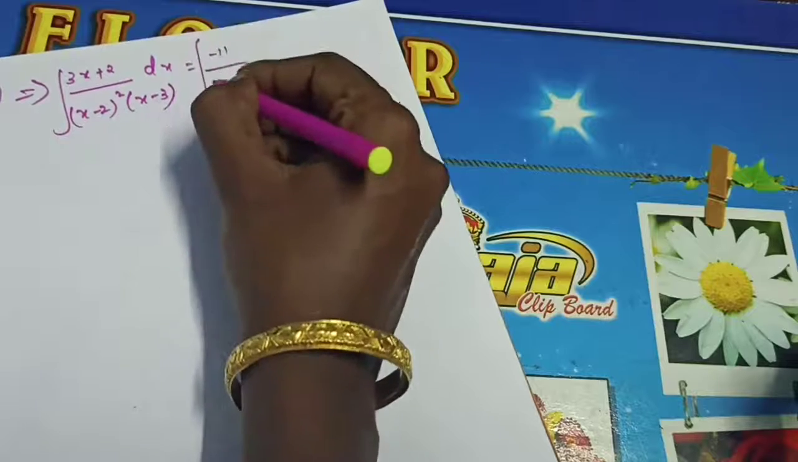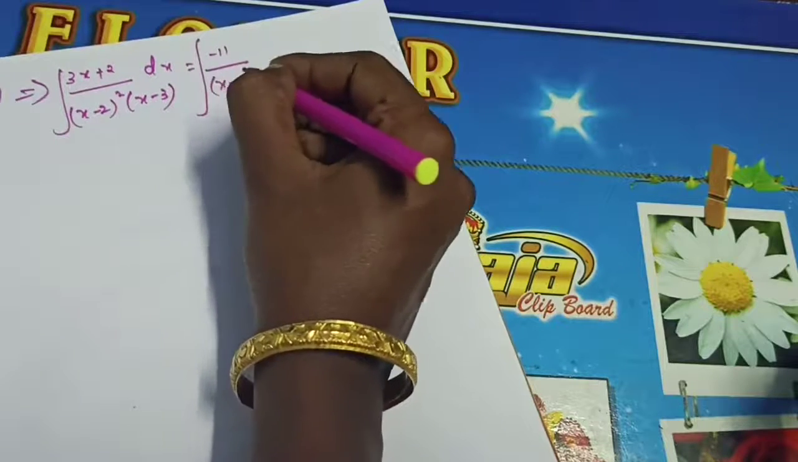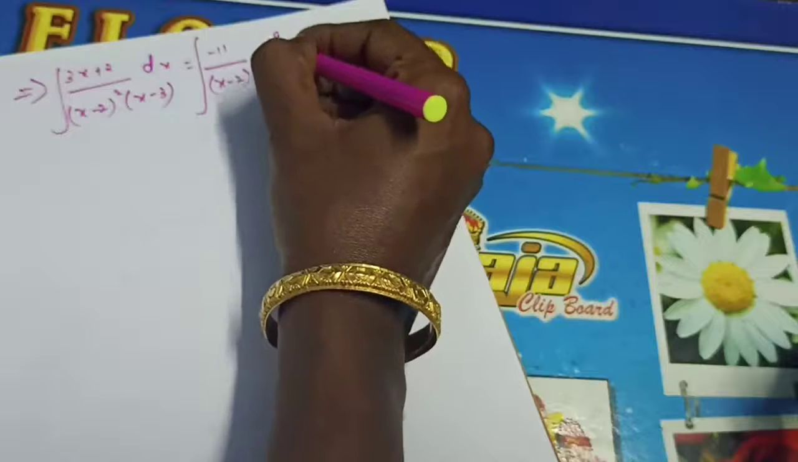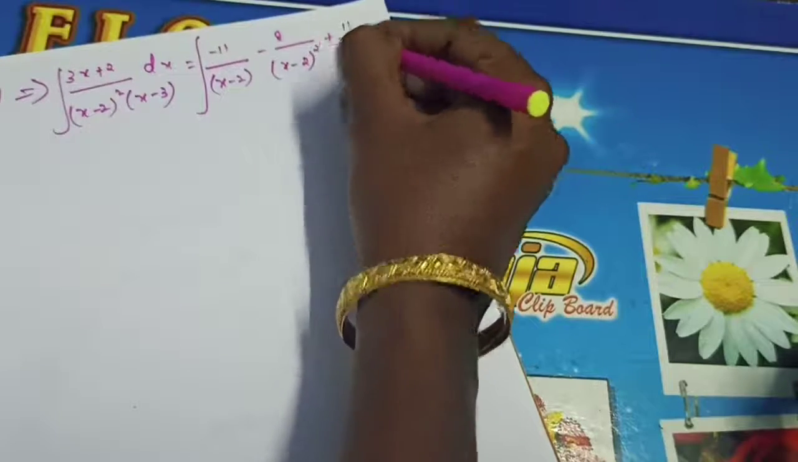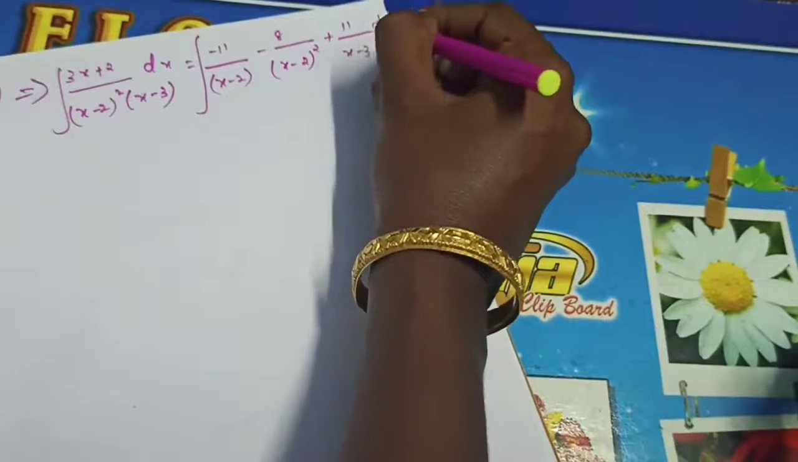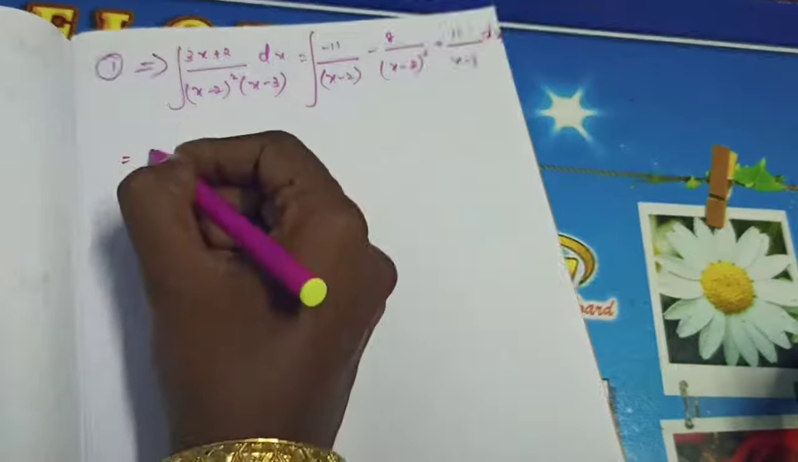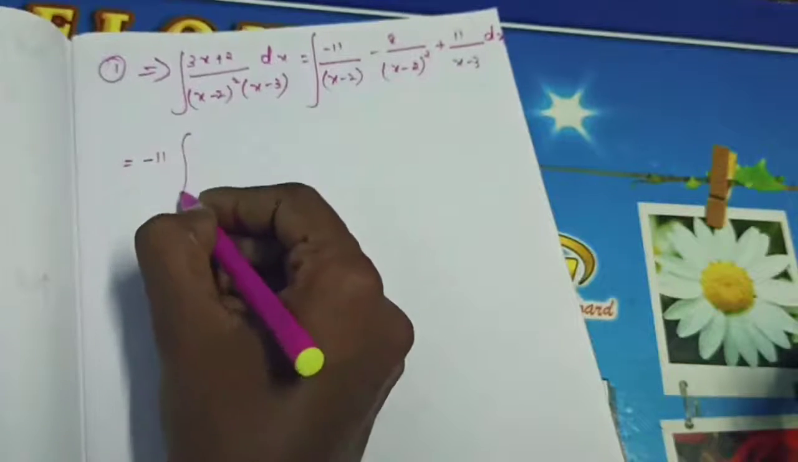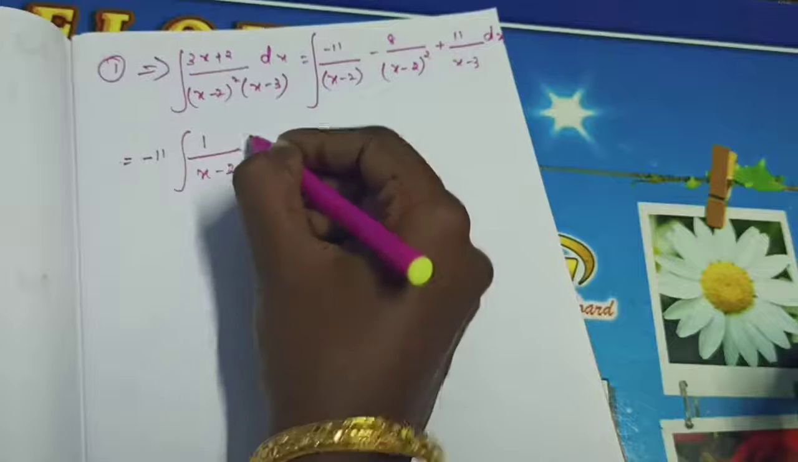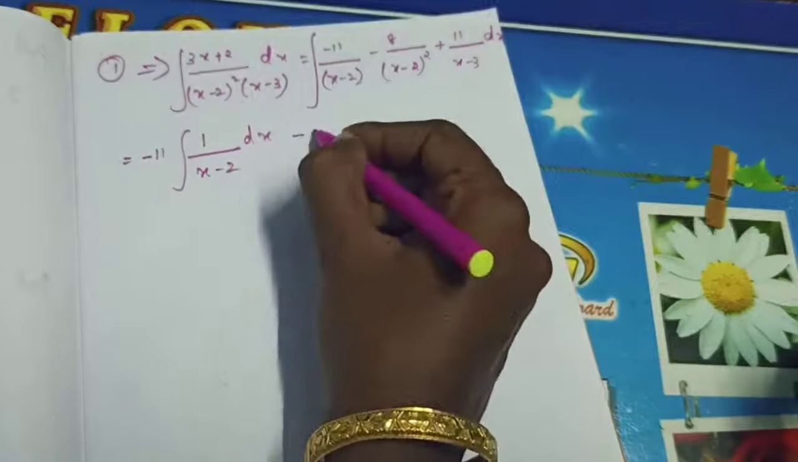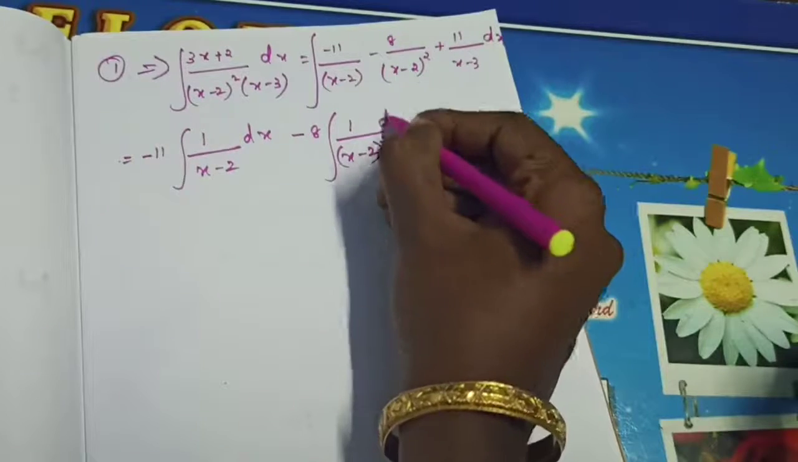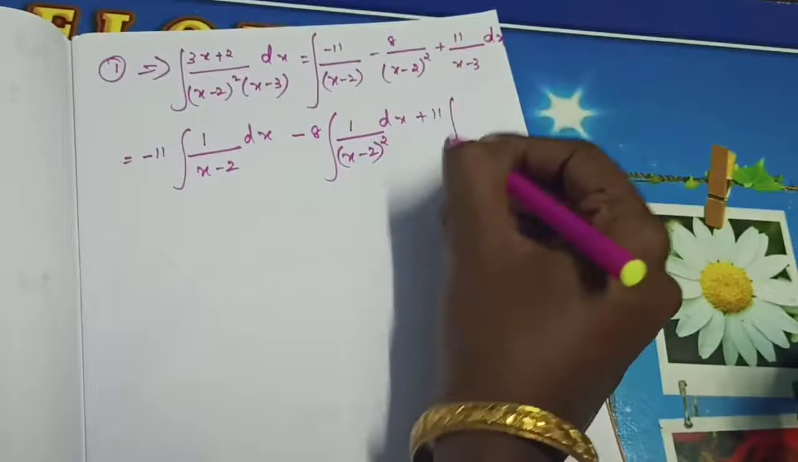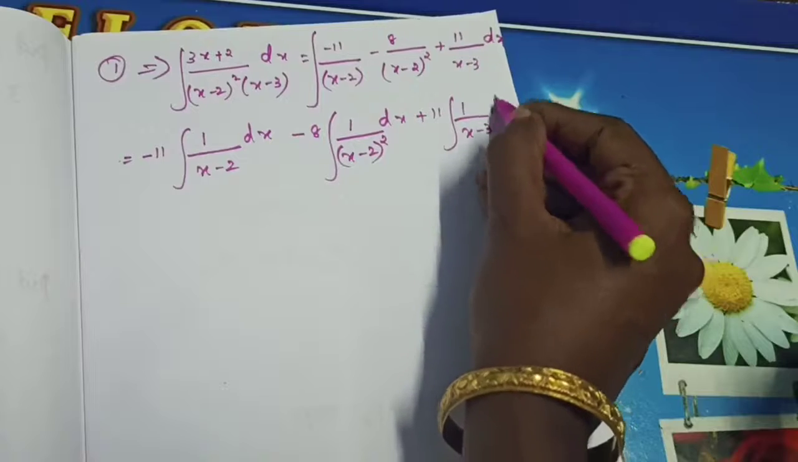Put the integral of minus 11 by x minus 2. What's the b value? Minus 8. Correct? By x minus 2 the whole square. What's the c value? Plus 11 by x minus 3 dx. Correct? Shall we separate all the terms? Take the constants outside. Minus 11 into integral of 1 by x minus 2 dx, minus 8 into integral of 1 by x minus 2 the whole square dx, plus 11 into integral of 1 by x minus 3 dx.